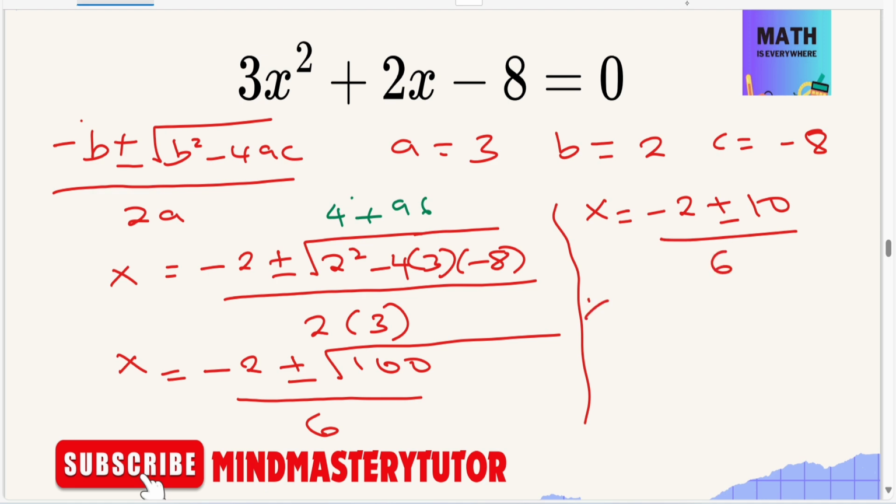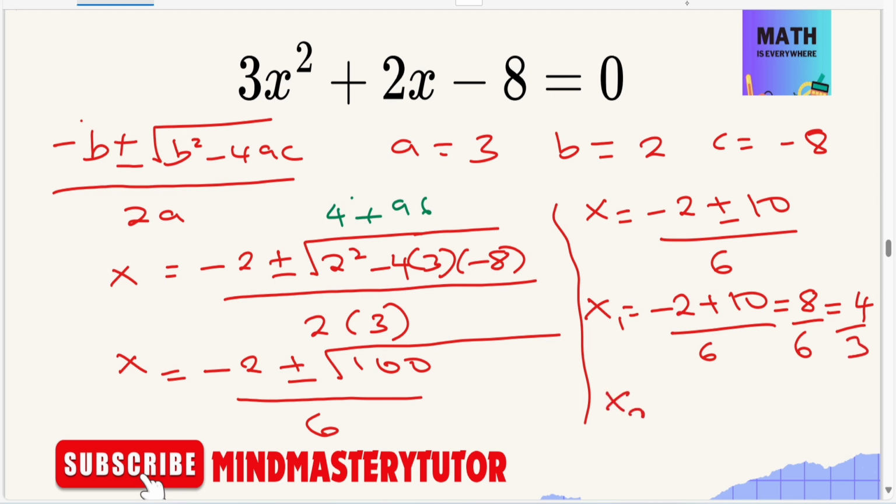So you have two x's. x1 is equal to minus 2 plus 10 divided by 6. And it should give you 10 minus 2, which is 8 over 6. And 8 over 6, we divide by 2 divided by 2. It should give you around 4 over 3. So that's your first answer.